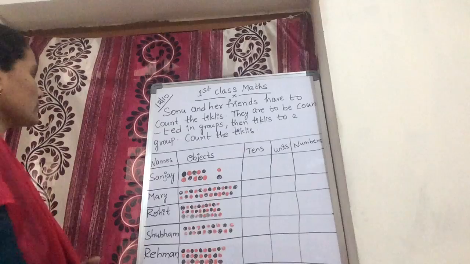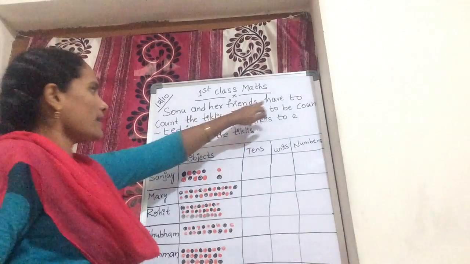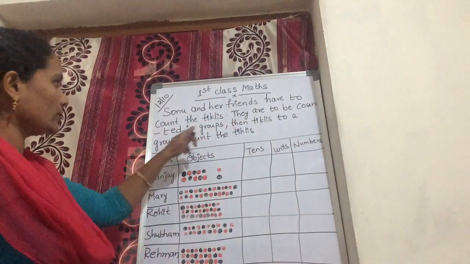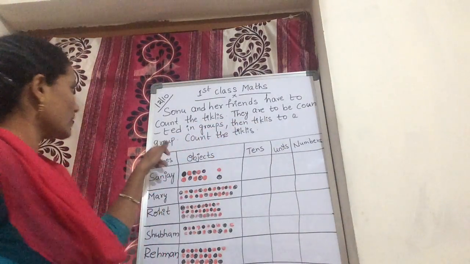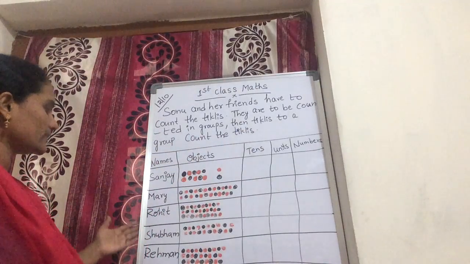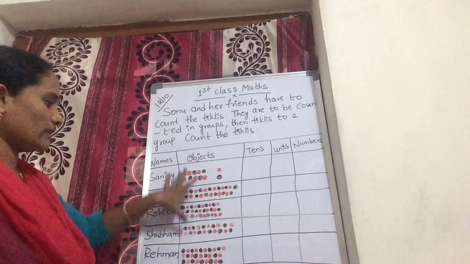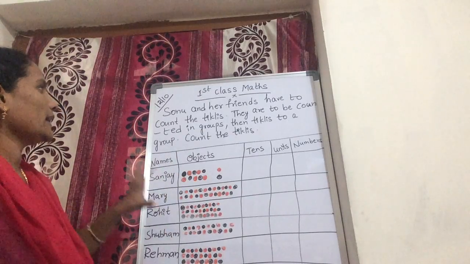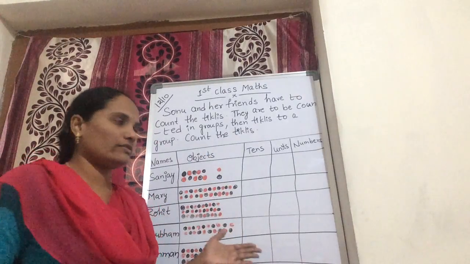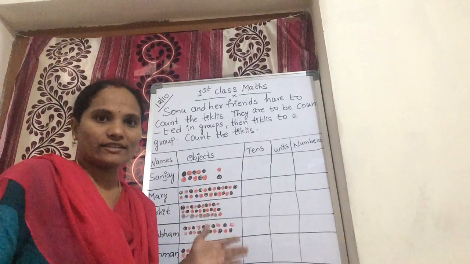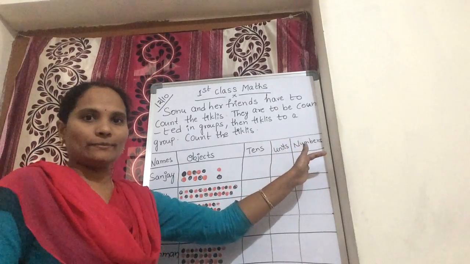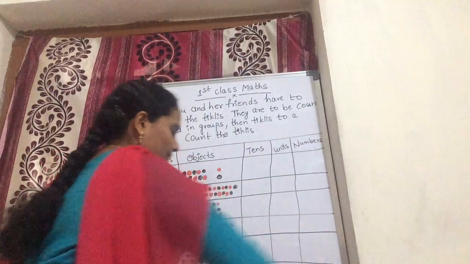Okay children? Sonu and her friends have to count the ticklies. They are to be counted in groups. Then count the ticklies in a group. Some friends are pasting ticklies and counting them, and write down here how many tens and how many units. Units are on one side. How many tens and how many units? Write down the total numbers.